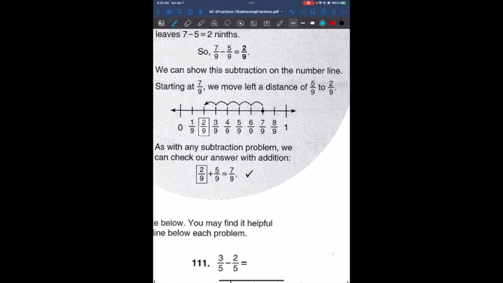And also we can show the subtraction on a number line as well. So for example, if we start at 7/9 and each space is worth 1/9, then we're going to move 5 times, which brings us to 2/9.